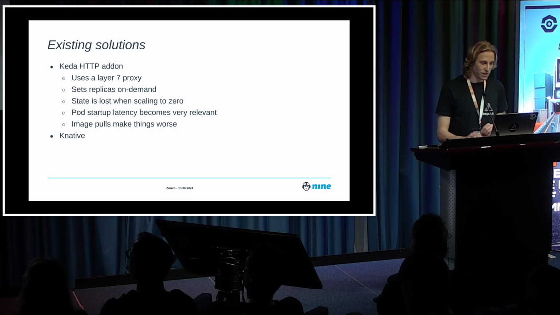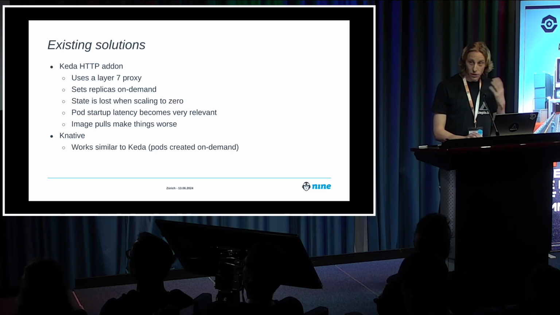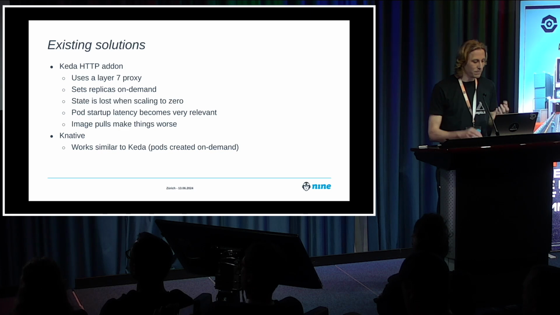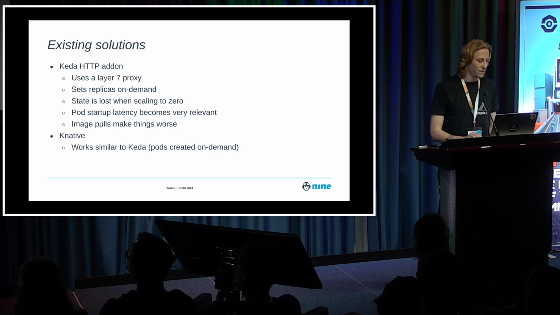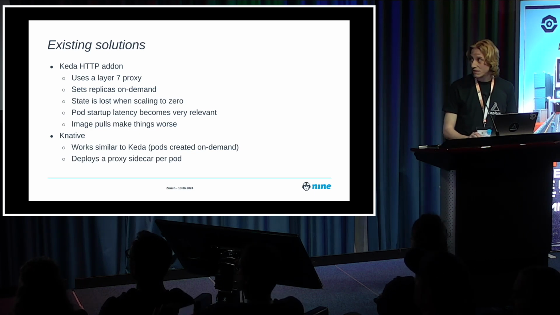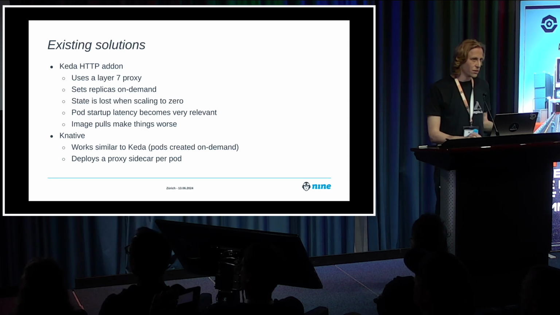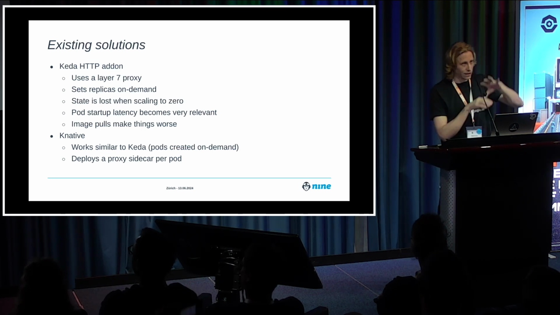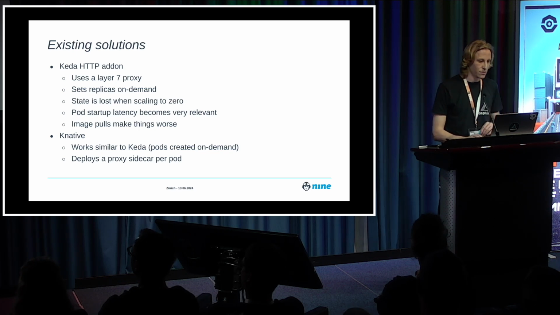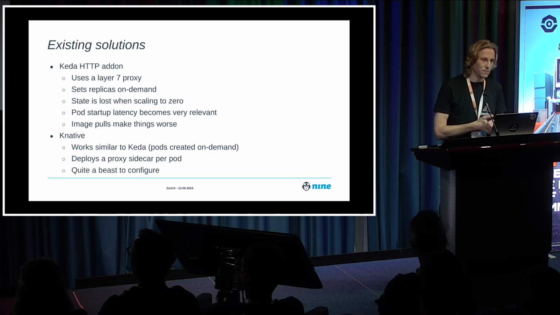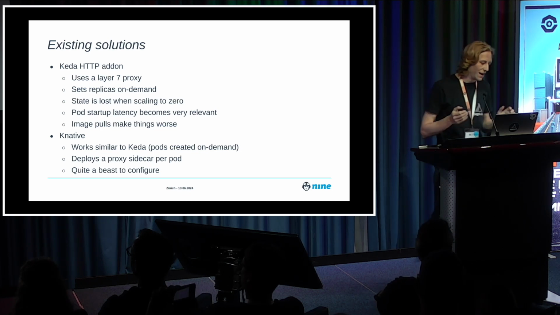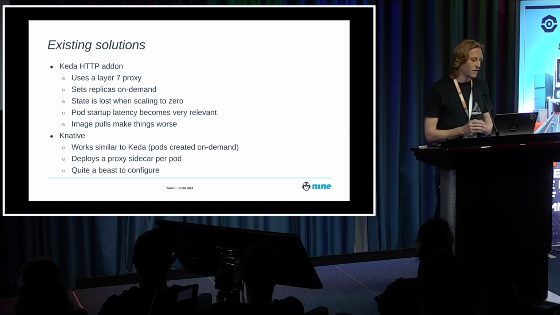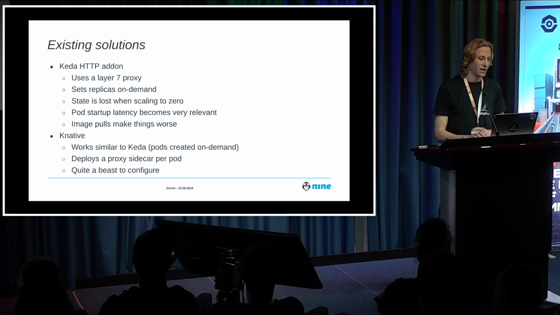Knative, very similar solution. It also creates pods on demand, but in general, Knative is a huge project. This is just like a really small piece of it that you can actually scale to 0. It works a bit different. I think it also deploys a sidecar, a proxy sidecar, and like a central proxy. The architecture is quite complicated, and in general, it's quite a beast to configure. But yeah, I managed to set it up and play around with it. And yeah, notice it's really similar to Keda with the same sort of drawbacks in the end.